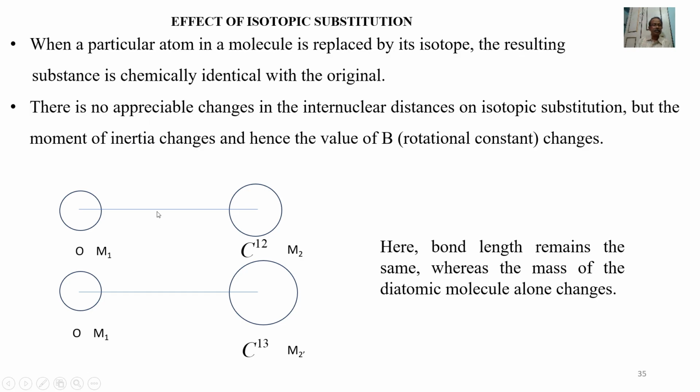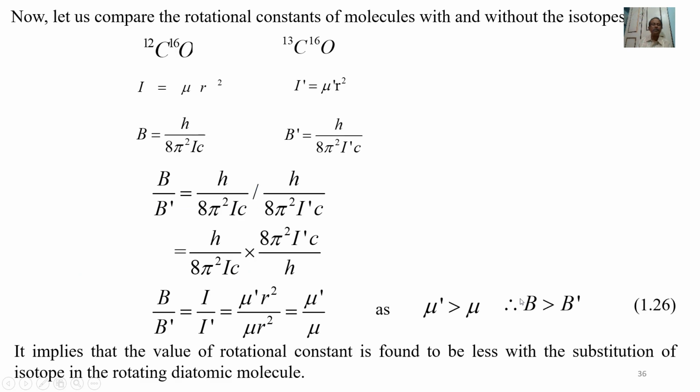Now look over here, we have C12 O. O has a mass M1, C12 has mass M2, and they are connected with some bond length. And here it is O, and here it is C13. The bond length remains the same, whereas C13 has a heavier mass. Here the bond length remains the same, whereas the mass of the diatomic molecule alone changes. Now we are going to compare the rotational constants of the molecules with and without the isotopes.